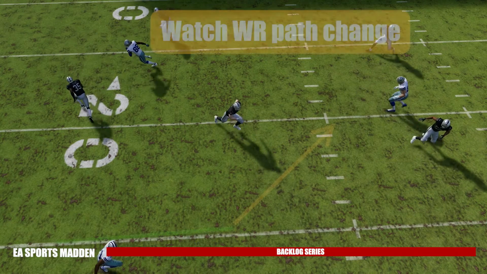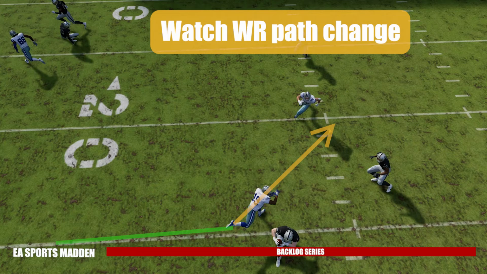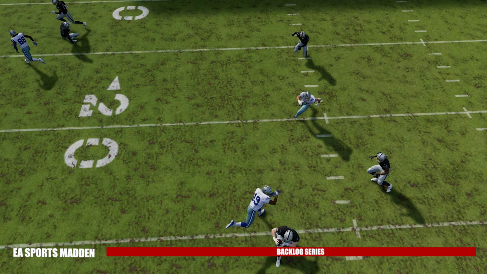Look at the direction he's going. He's going parallel to that line, and then all of a sudden at the last minute, he jumps back across the line to make a catch that's about to be intercepted. Why would you jump behind a defender to catch the ball as a receiver?